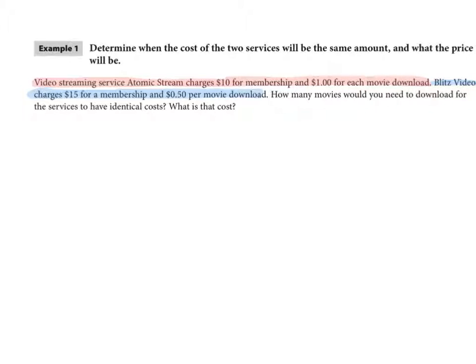So what that does is let us look at one equation at a time. So first I'm just going to focus on the Atomic Stream first. So if I underline my important pieces of information, they have a $10 charge for membership and $1 for each movie downloaded. Most of you notice, because it says each, that this is going to be a rate. And $10 membership, you may or may not notice that that's a starting fee, but because I only have one rate, that means my Atomic is going to be in the format y equals mx plus b.